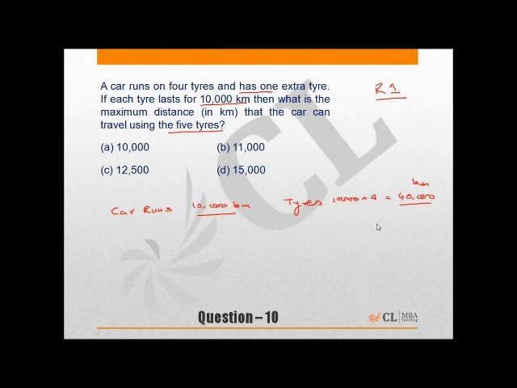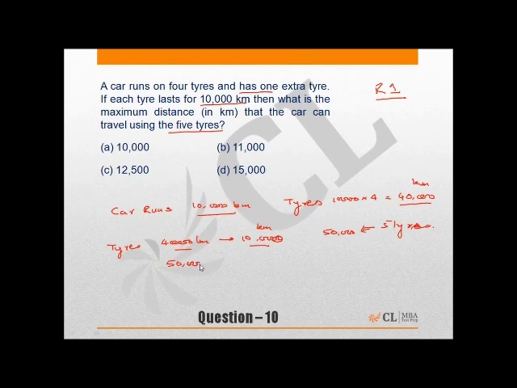Now since there are 5 tires, we have 5 tires with us. If there are 5 tires, then they will cumulatively do 50,000 kilometers. If they will do 50,000 kilometers instead of 40,000 kilometers, the car will run not for 10,000 but more. Or in other words, to put it in a very simple manner, when the tires cover 40,000 kilometers, the car runs for 10,000 kilometers. I'm sorry. Tires do 40,000, car does 10,000.